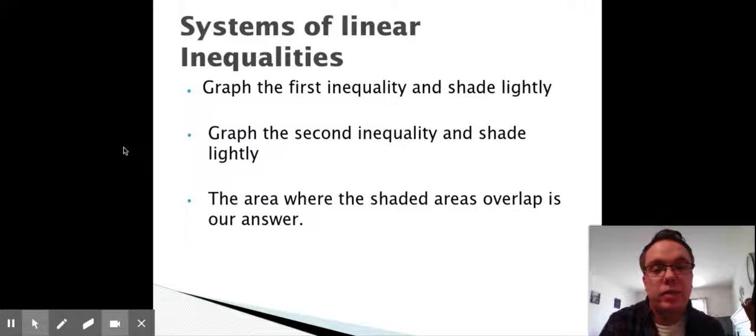So just like when we were solving systems of linear equations, we had one point which was true and on both lines. We called that the point of intersection. Here we're going to have an area of intersection. So we're going to find the shaded area where all the points in that area make both inequalities true.